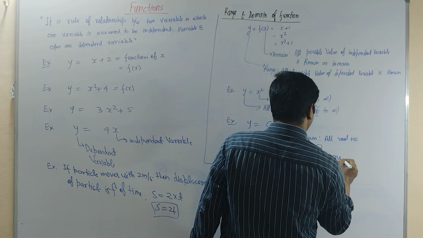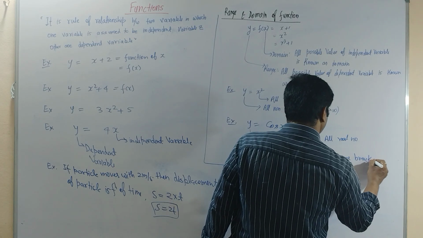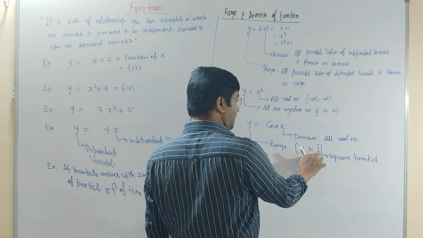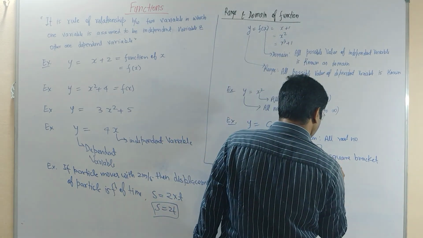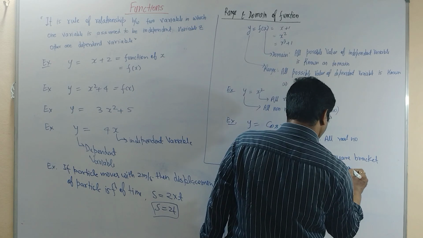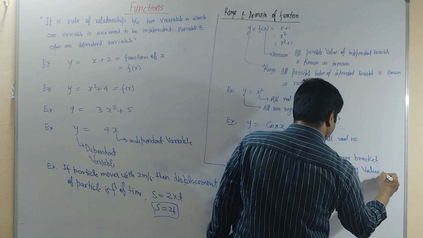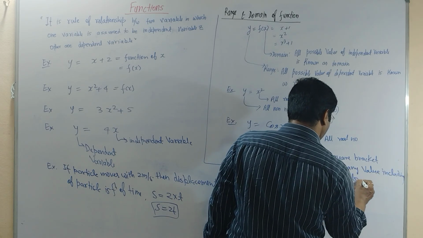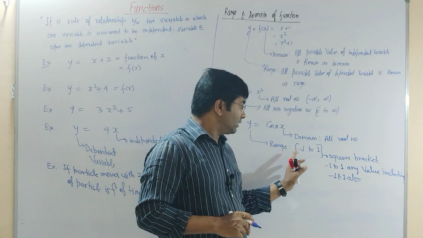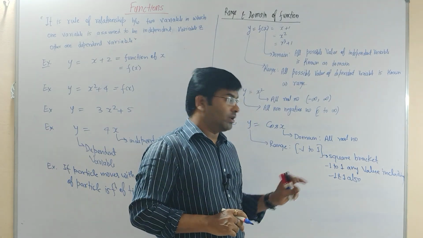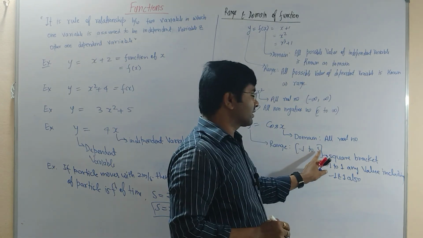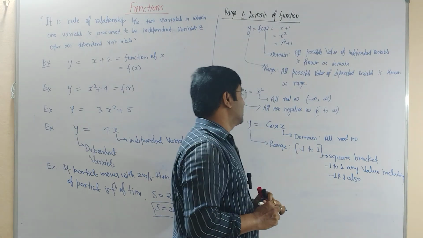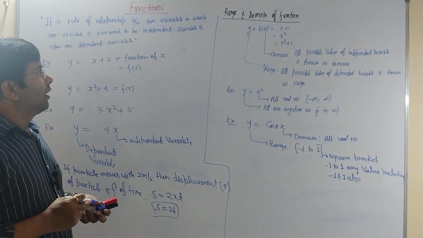So this is known as a square bracket. The meaning of a square bracket is that any value in between, and the end points are included. So here, minus 1 to 1, any value including minus 1 and 1 also. If this is a small bracket, then we exclude minus 1 and 1. If there is a square bracket, we have to include minus 1 and 1 here. So this is how it is defined.